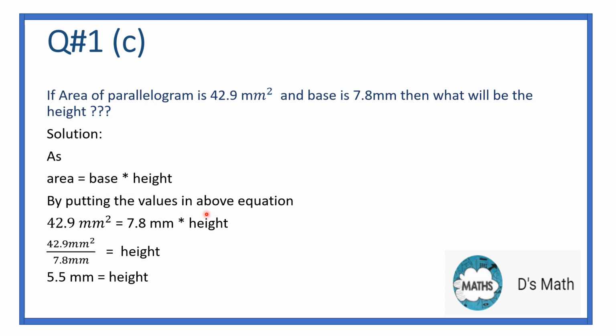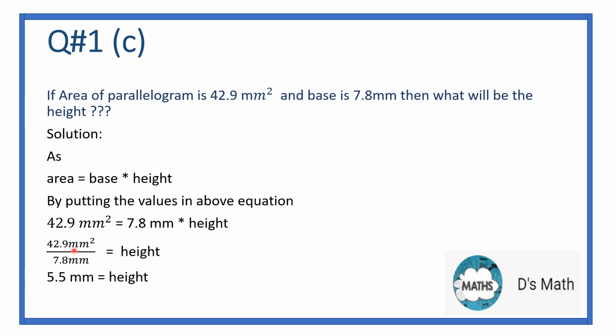So we will put the values in the above equation. We will put the value of area, that is 42.9 millimeter square, is equals to, we are given the value of base, that is 7.8 millimeter, into height. Now we want the value of height. We will shift this value to the other side, or you can say we will divide both sides of the equation by 7.8 millimeter.